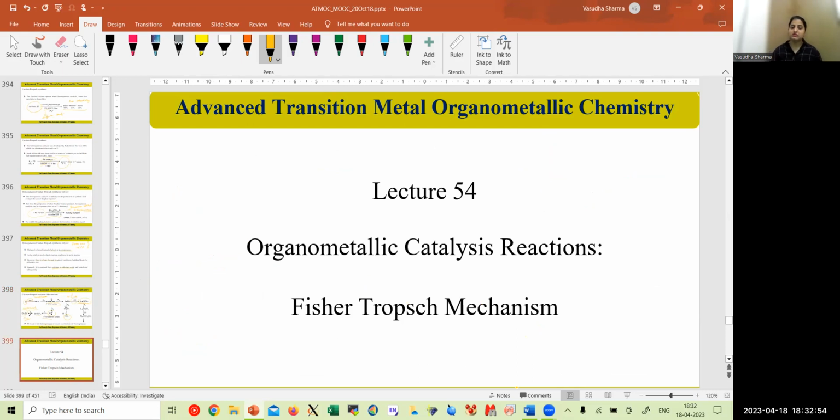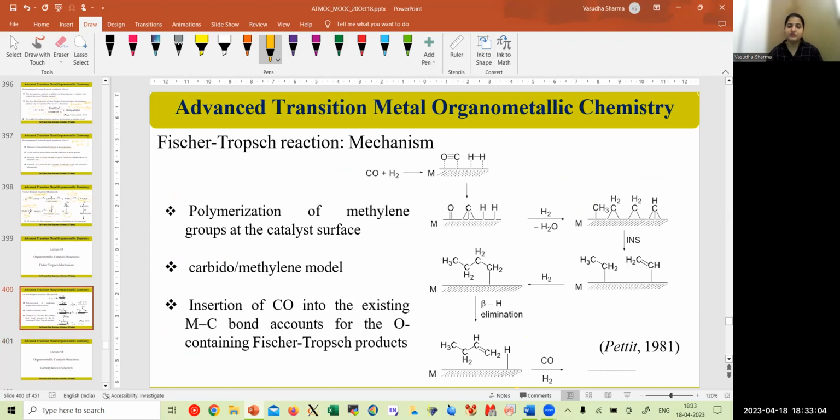Now moving towards lecture 54, which again involves the Fischer-Tropsch mechanism. So here, the Fischer-Tropsch reaction, the mechanism for the polymerization of the methylene groups at the catalyst surface. This is nothing but your heterogeneous systems. We are talking about how the polymerization occurs.